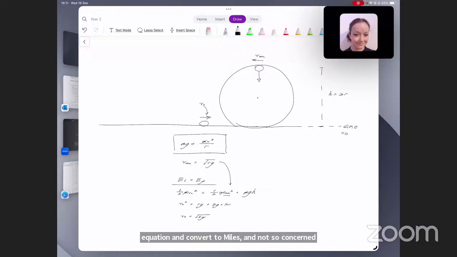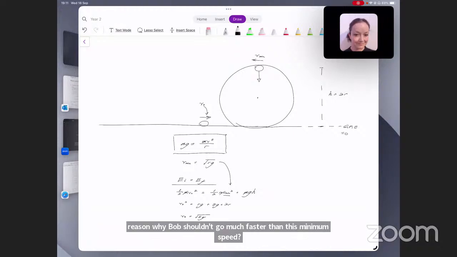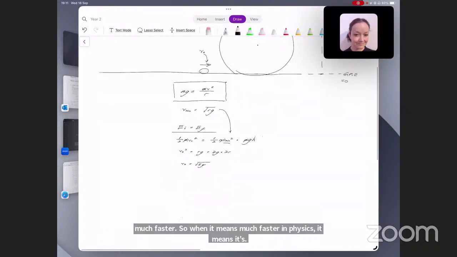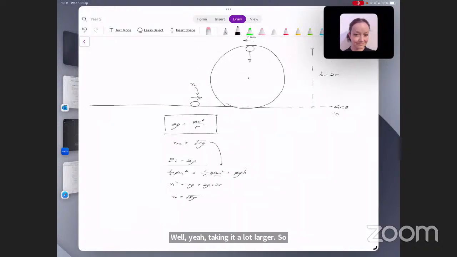So the final part of the question asks: is there any reason why Bob shouldn't go much faster than this minimum speed? When I first saw this question, I said yes, you can go a bit faster. But I think the key word here is much faster. When it says much faster in physics, it means technically a lot larger, so think of it as insanely large. So the answer to that would be no.